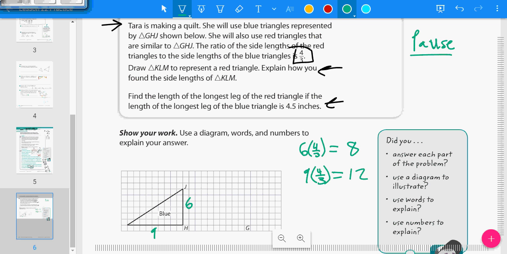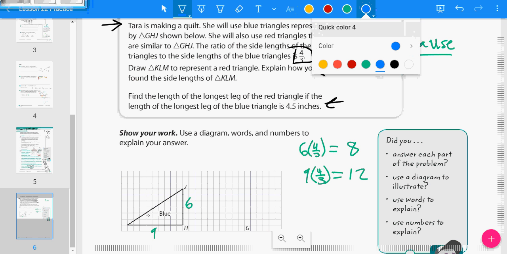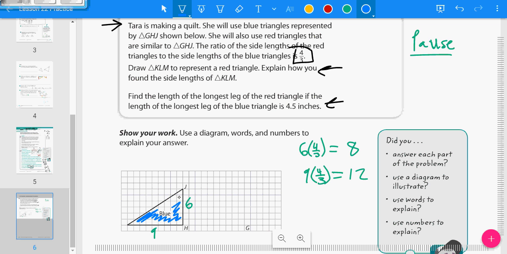So I found the lengths of the blue triangle, which isn't really blue, but if you really wanted me to color it in blue, I could. So let's color that in blue. Anyway, there's our blue triangle. The lengths were 6 and 9. And we're trying to find the lengths of a new triangle with the ratio 4/3, which means it's going to get bigger. And what I did there was I took the 4/3 and multiplied it by each of the side lengths. 6 times 4/3 and I got 8. 9 times 4/3 and I got 12. So my triangle base and height should be 12 and 8.